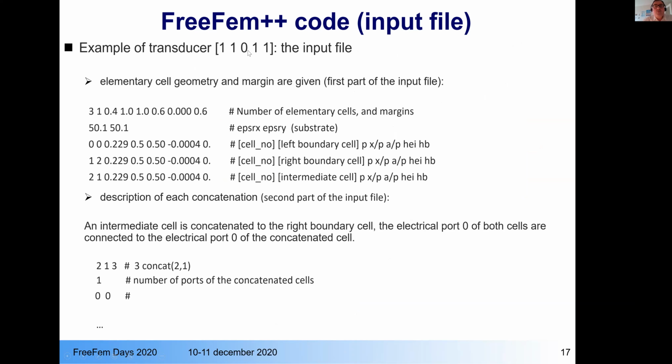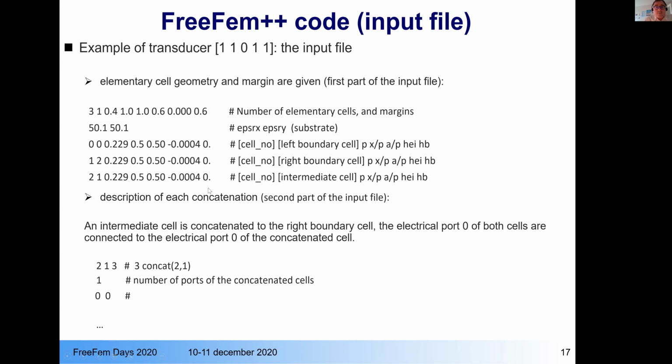So you have the concatenation of identical cells. Here it's a potential 1 or 0. So I have 2, 1, 0, and 2, 1. So here, this is a description of the input file. You have a description of the cell geometry, the elementary cell geometry. Here you only need 3 elementary cells: the left, the intermediate cells, and the right boundary. So 3 cells. It is described here with all the geometrical data.